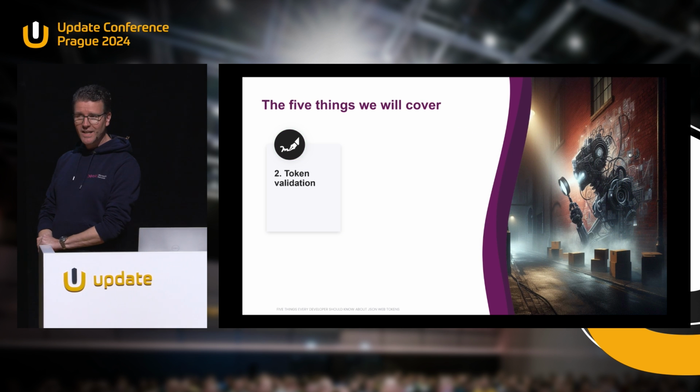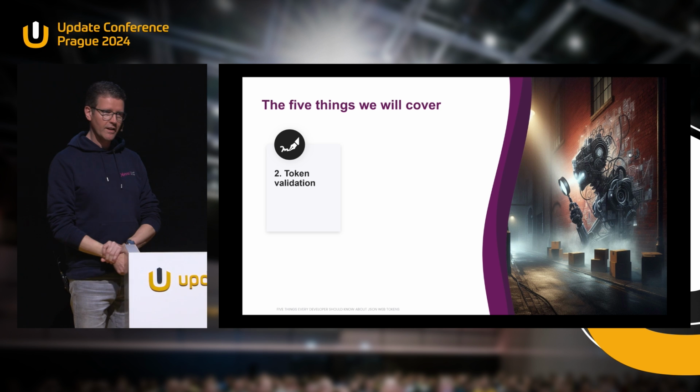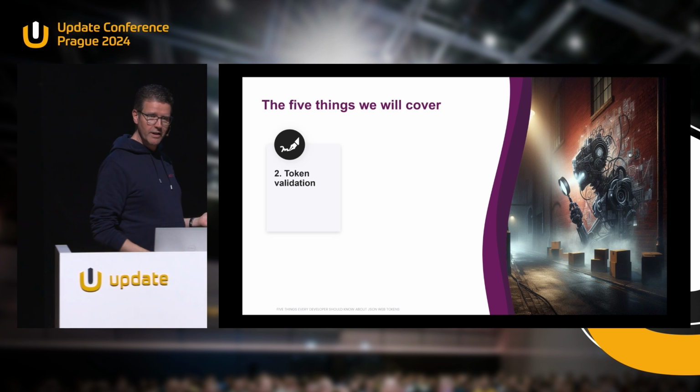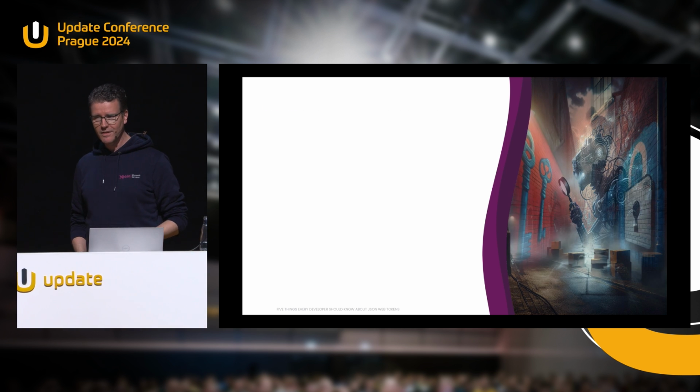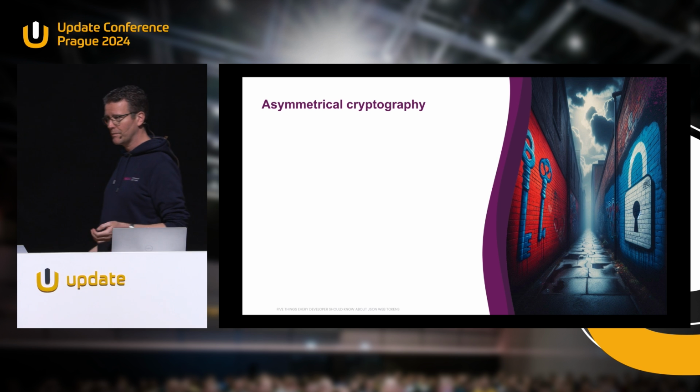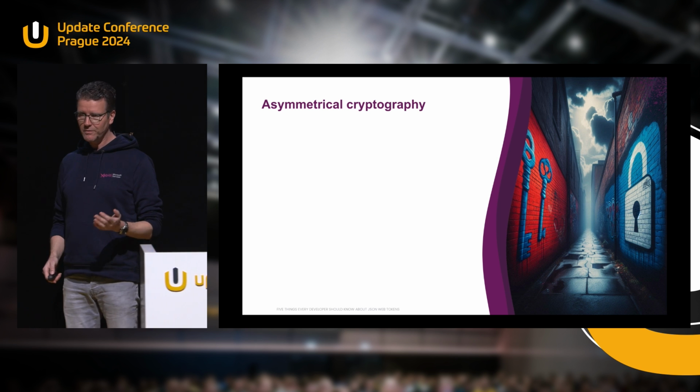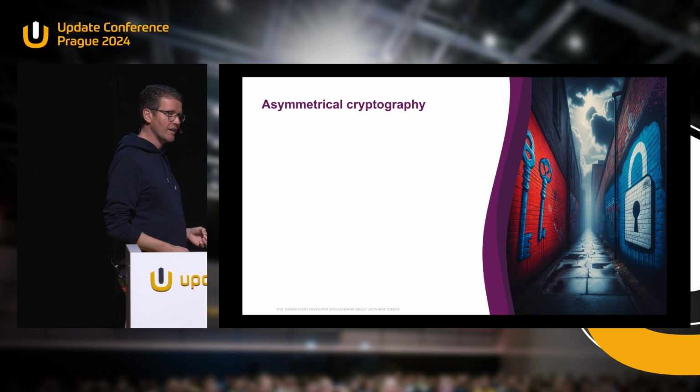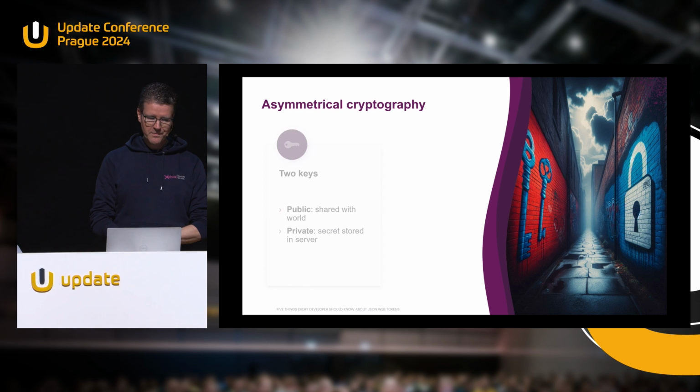Right, so the second thing we will cover is token validation. Well, it's just a string, right? So anyone can produce tokens. So we need to make sure that the token was created by something that we can trust. And this is where asymmetrical cryptography comes in.